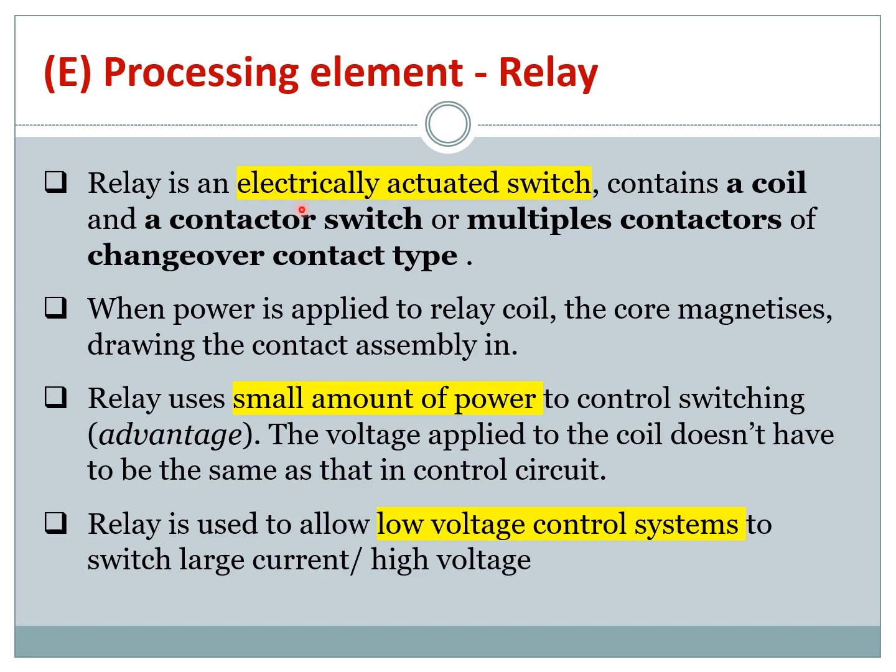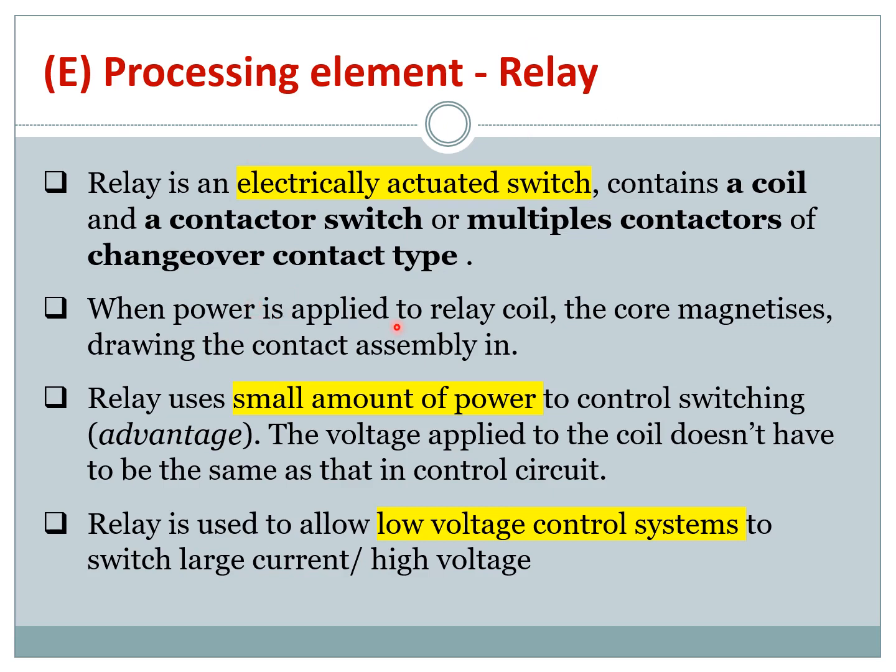A relay is actually an electrically actuated switch that contains a coil and a contactor switch, or multiple contactors, of changeover contact type. This is practically an electrically actuated switch used in electropneumatics. As we know, electropneumatics involves both electrical and pneumatic. So when you have a pneumatic application and you want to control it with an electrical input, you can consider using a relay.